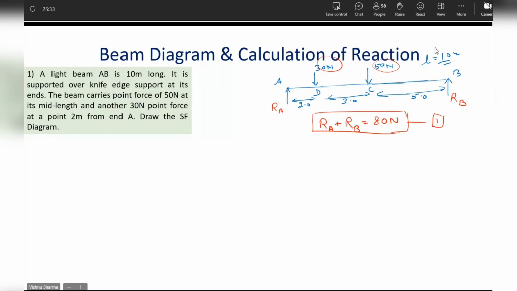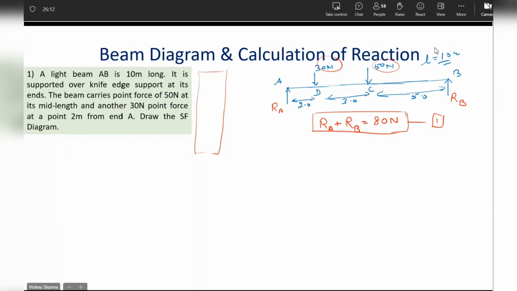Now I'll ask you a question in this class. Look at this diagram and tell me, first give me the total number. How many total forces are acting on this beam? Listen to my statement carefully. How many total forces are acting on this beam? 4. How many? 4. Total 4. Anybody who feels only 2, because somebody may still say no, 30 and 50. No, my statement was how many total forces are acting on this beam.